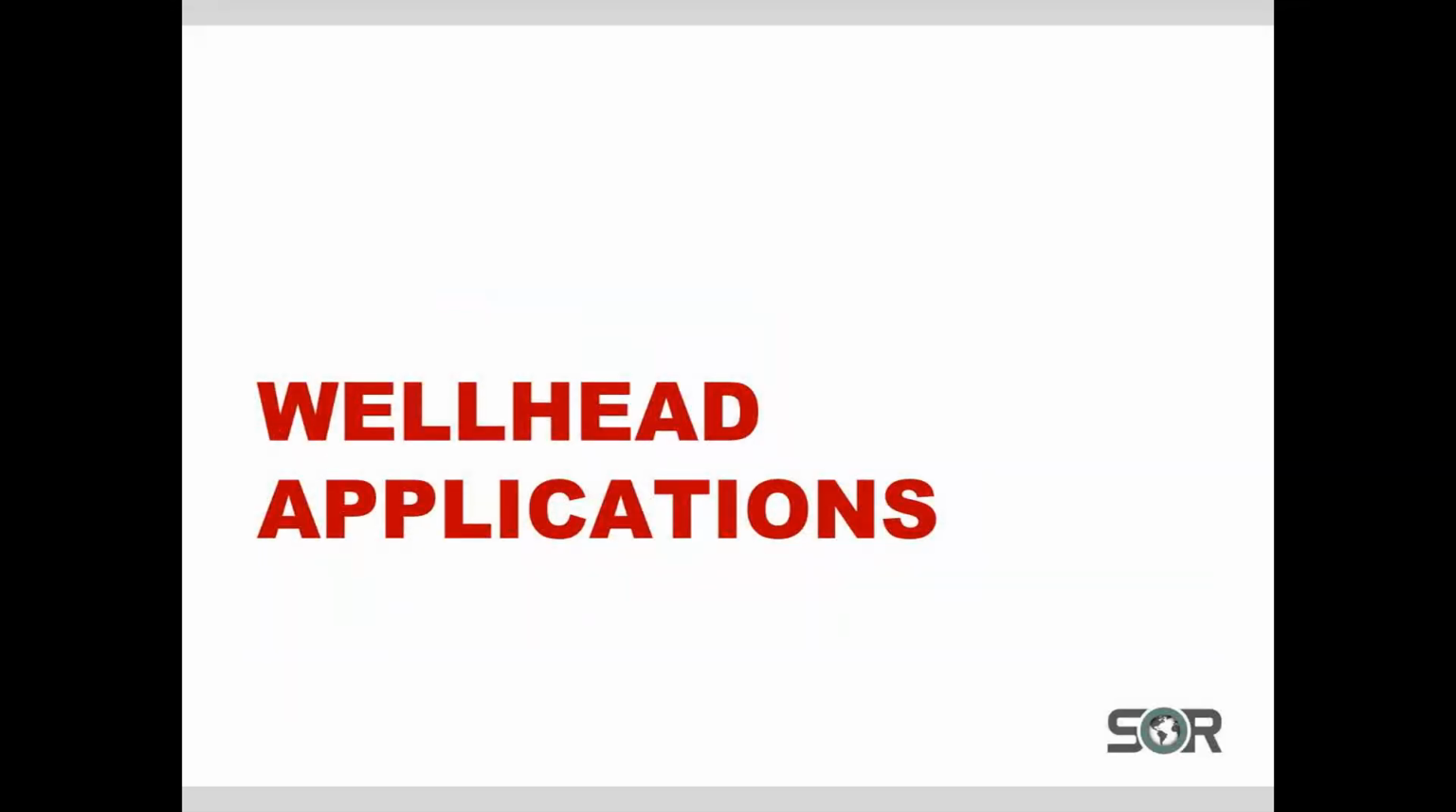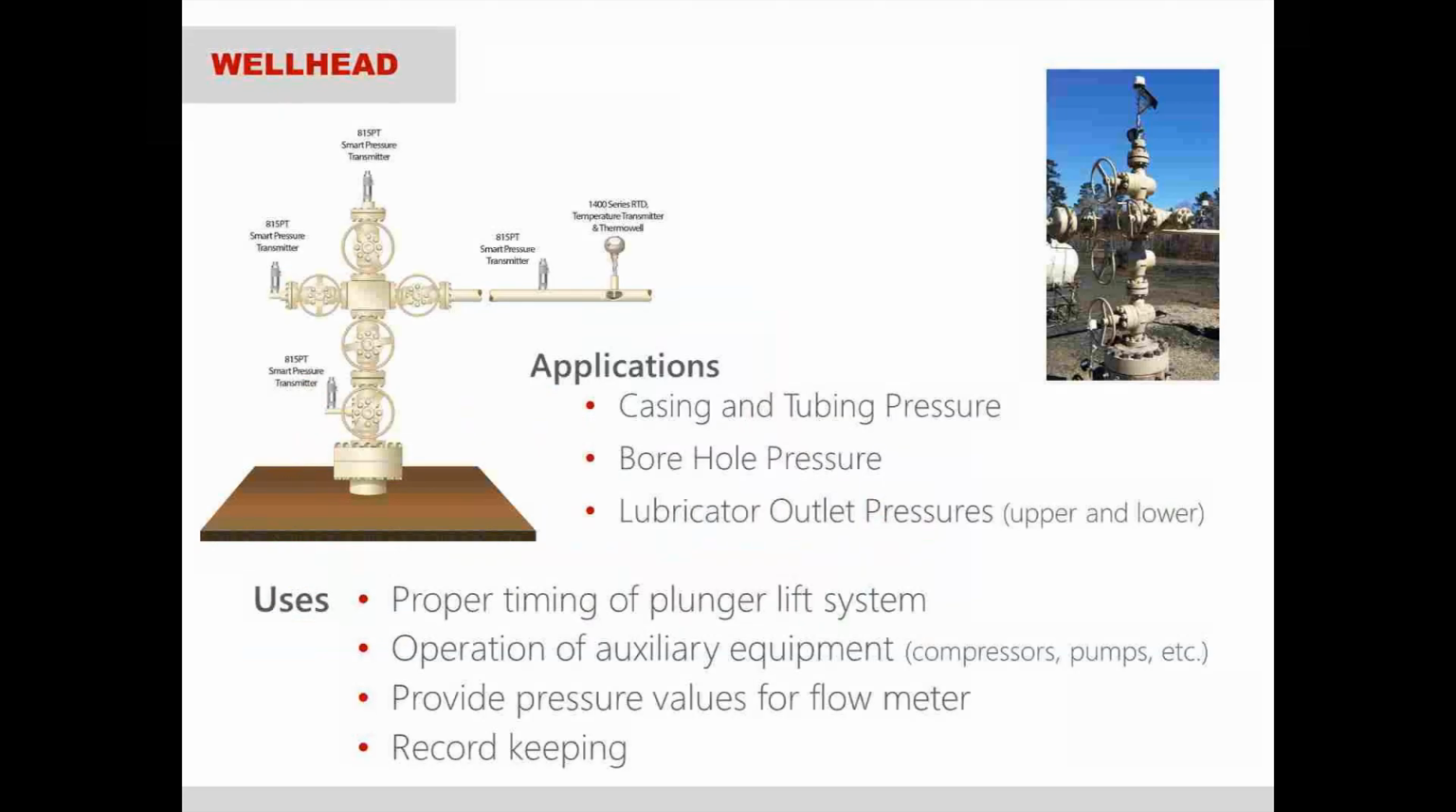So the first thing I'm going to talk about, I'll start with the wellhead applications. On most wellheads, the main instruments we're going to use are going to be pressure transmitters and some temperature sensor assemblies. The applications are casing and tubing pressure, borehole pressure, and lubricator outlet pressures. So the casing and tubing: the casing is really the backbone of the wellhead. It's what's keeping everything stable as you're pumping the product out, and the tubing is where the product is actually being pumped through.